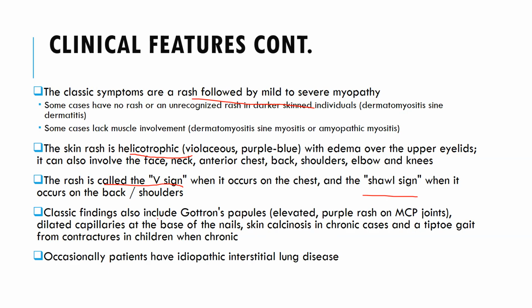Then we've said that the Gottron papules are usually an elevated purple rash as seen on the metacarpal joints and also on the dorsal surface of the hands. Then the Gottron sign: usually someone has erythema on the dorsum of the hands, elbows, knees. That is the Gottron sign. So the Gottron papules are different from the Gottron sign.